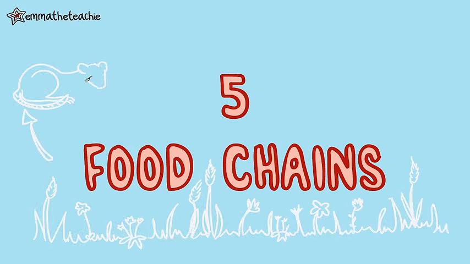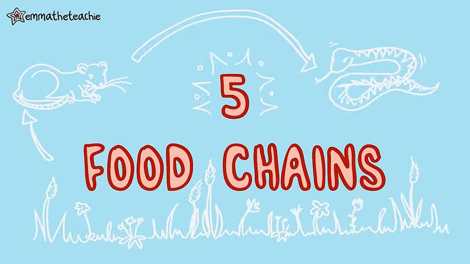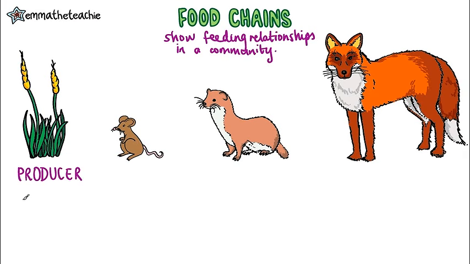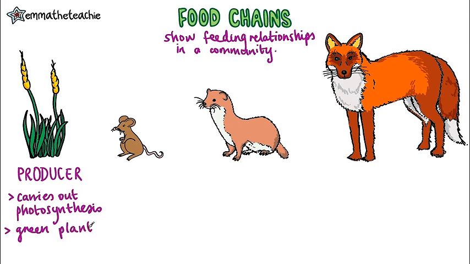5. Food chains. Food chains are simple ways of showing the feeding relationships within a community. They always start with a producer. A producer is an organism that can use light to carry out photosynthesis to make oxygen and glucose. Producers are green plants, algae like seaweed, and phytoplankton.